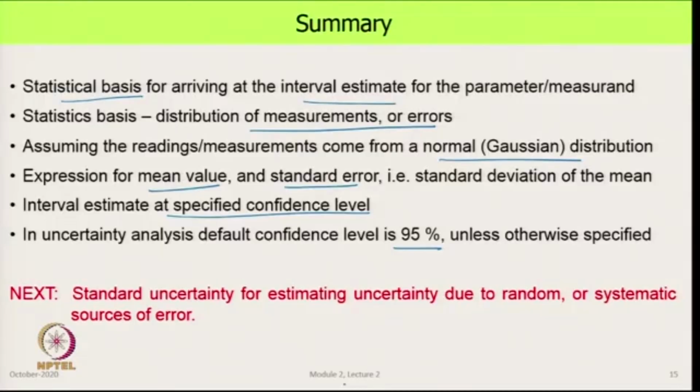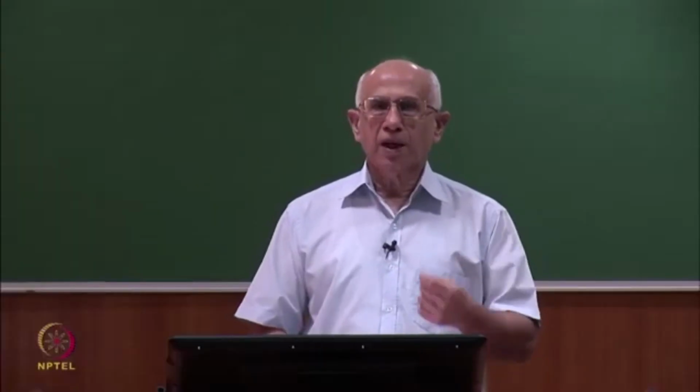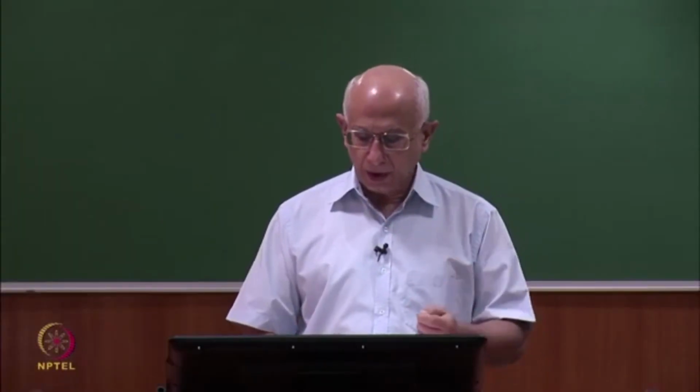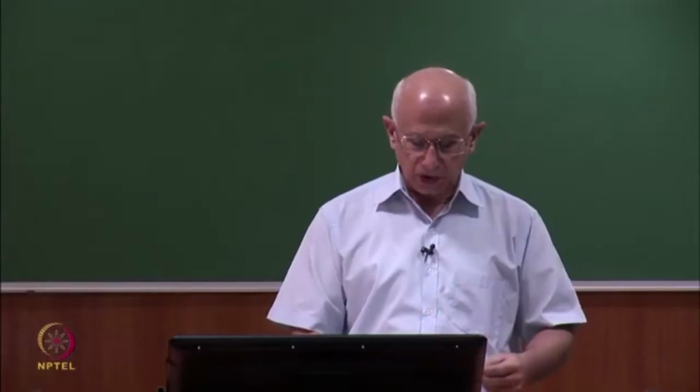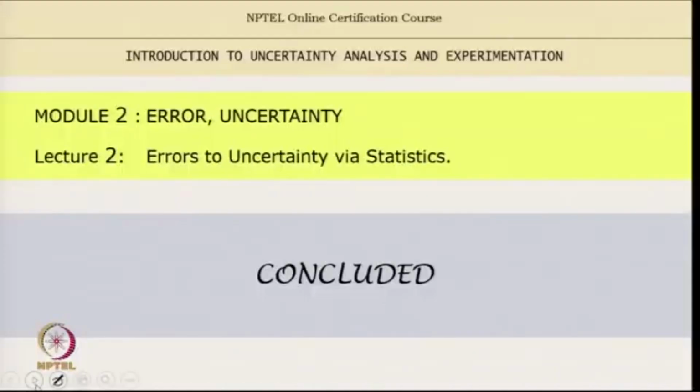So, in the next continuation of this, we will see that having defined this standard uncertainty, how can we then define various other issues that come in the definition of sources of error and start defining sub-classification of these uncertainties. So, with that we conclude the second lecture of module 2.